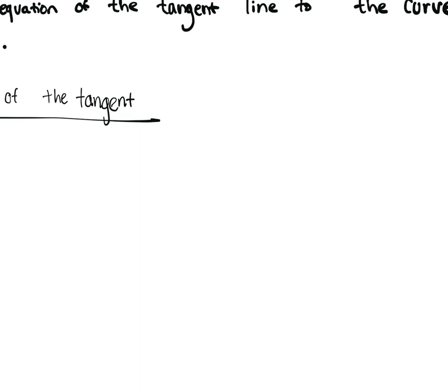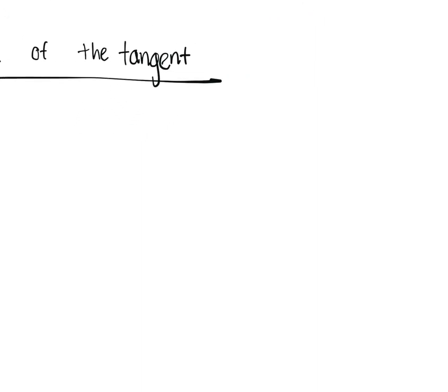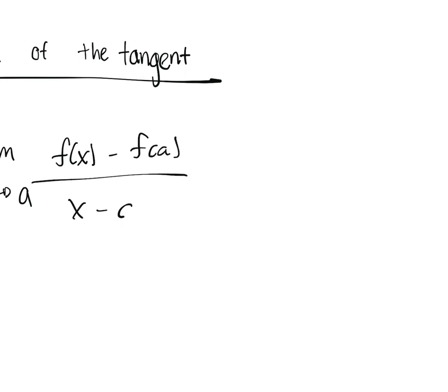So this is going to be the first step for this problem. We have two equations that we can use to find the slope. The slope is equal to the limit as x is approaching a of f of x minus f of a divided by x minus a. So this is one equation that we can use.